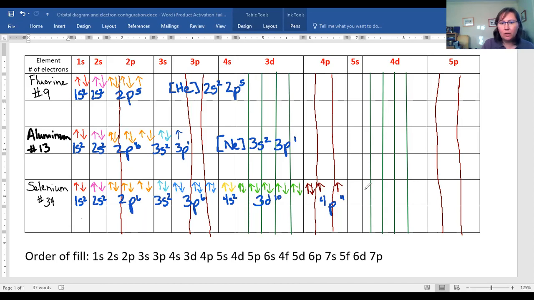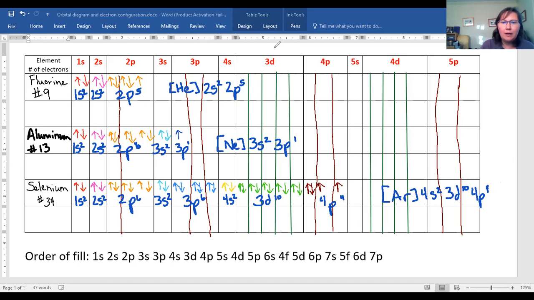Okay, now for our noble gas electron configuration, you can see this 3p6 here belongs with argon. So the noble gas configuration for selenium says that the core electrons look like argon, and then we'll have 4s2, 3d10, and 4p4. Okay, so that's how we do electron configuration and noble gas electron configuration.